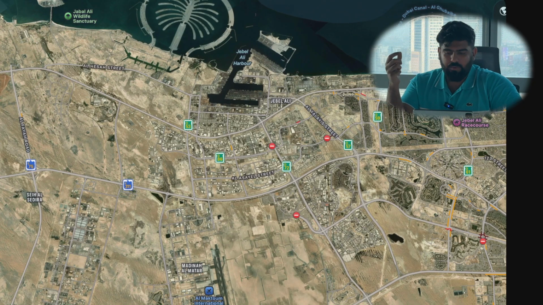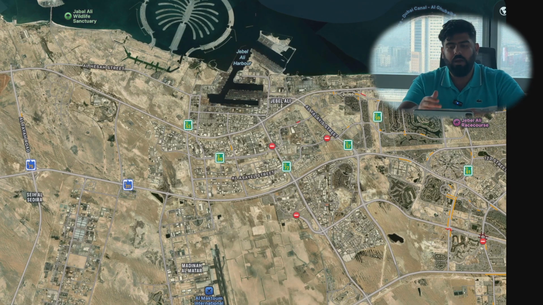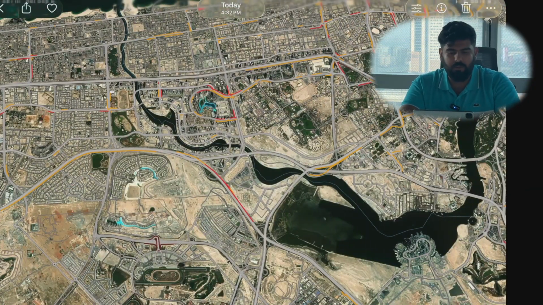So you have 1 million residents, as stated by the government, who they want to shift out here or bring out here with the jobs that are going to be created. Emirates is going to be moving here. So that's an interesting thing as well.